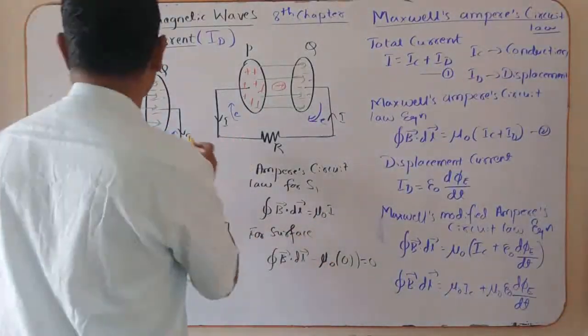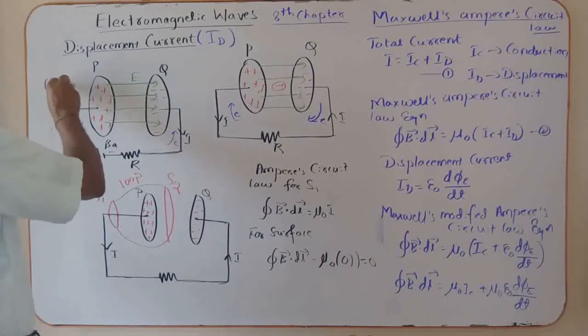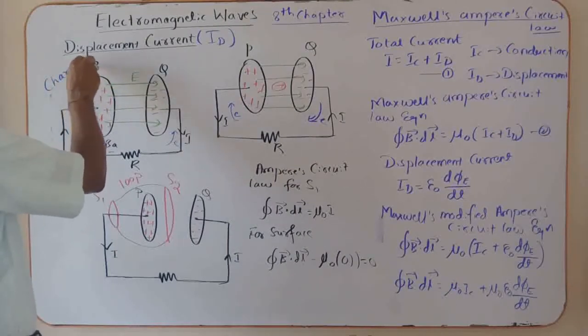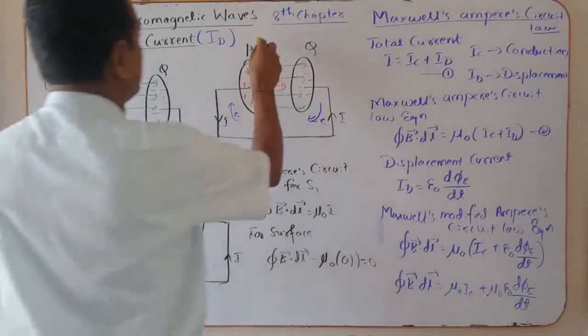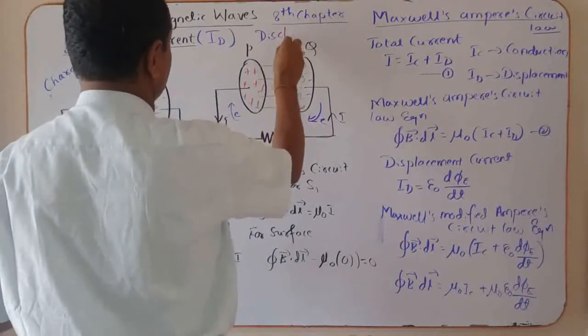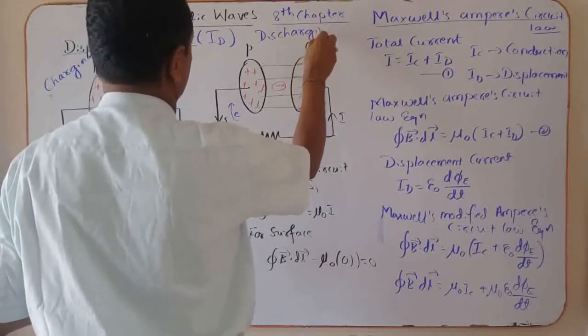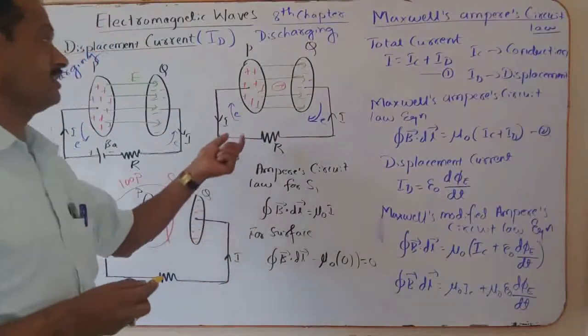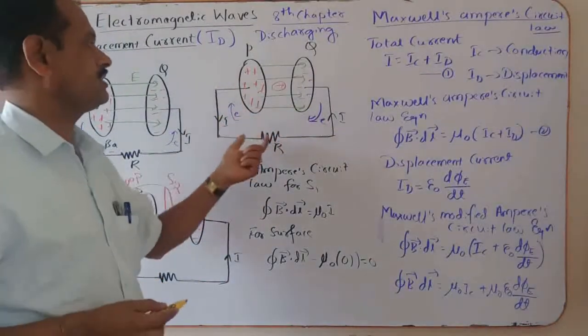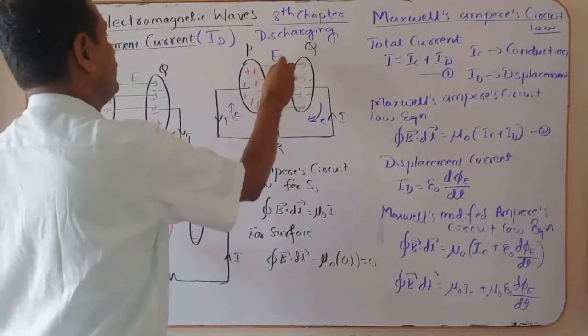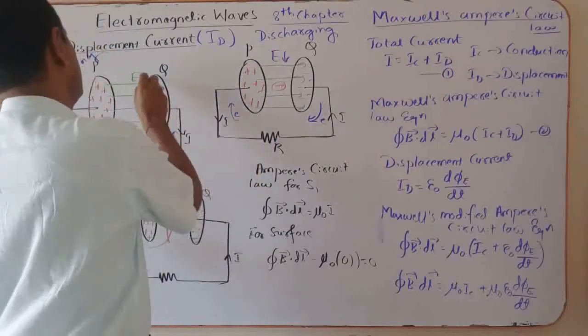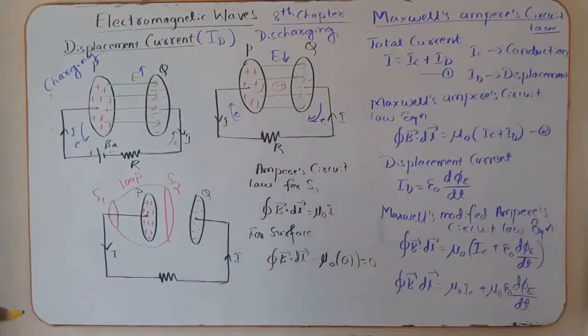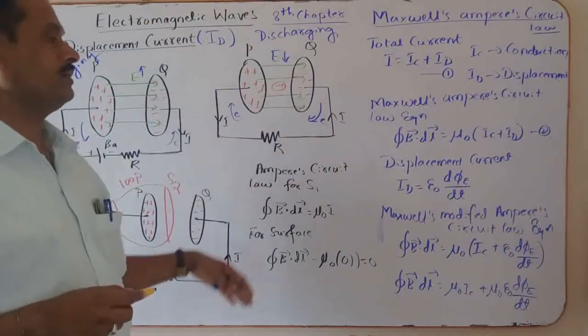Here the capacitor is said to be charging, and here the capacitor is said to be discharging. Again there is an electric field. During charging the electric field goes on increasing, and during discharging the electric field goes on decreasing.